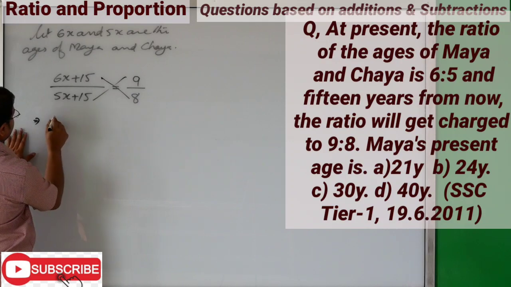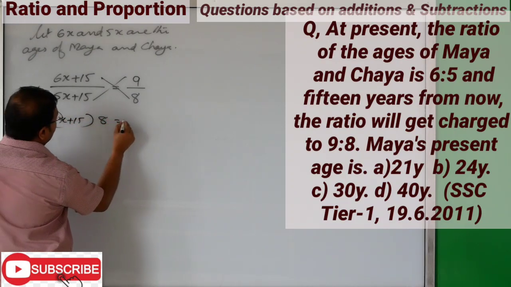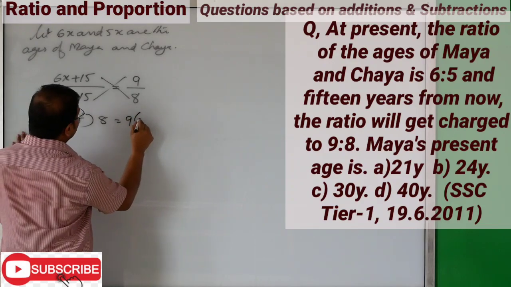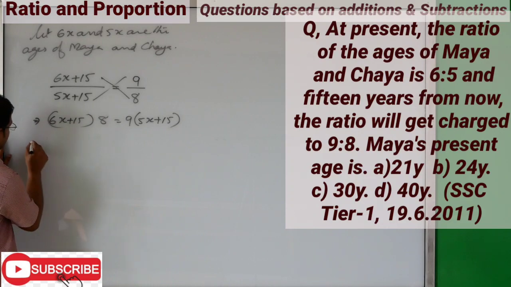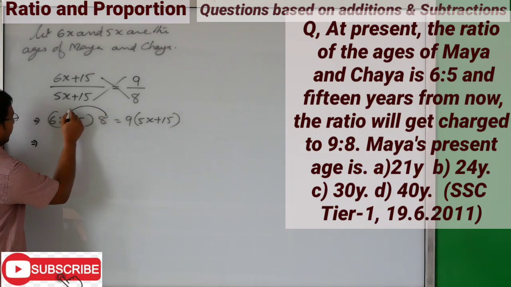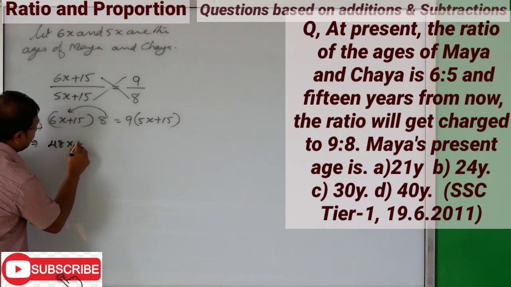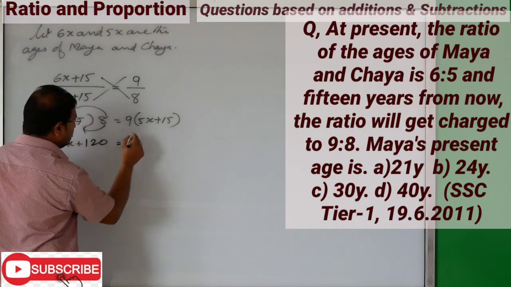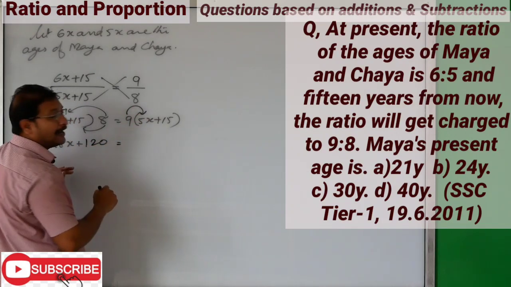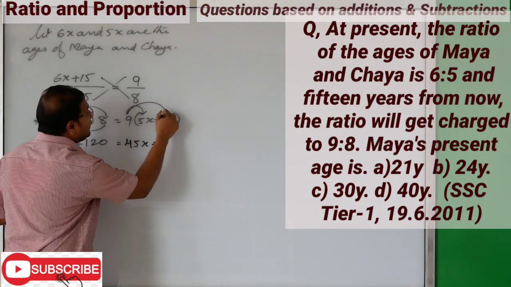This two will write first, that means 6x plus 15 into 8 equals 9 into 5x plus 15. Ready? This implies, we'll open the bracket now. 8 into 6x, 8 sixes are 48, so 48x plus 8 into 15, that is 120, equals 9 into 5x, 45x, plus 9 into 15.